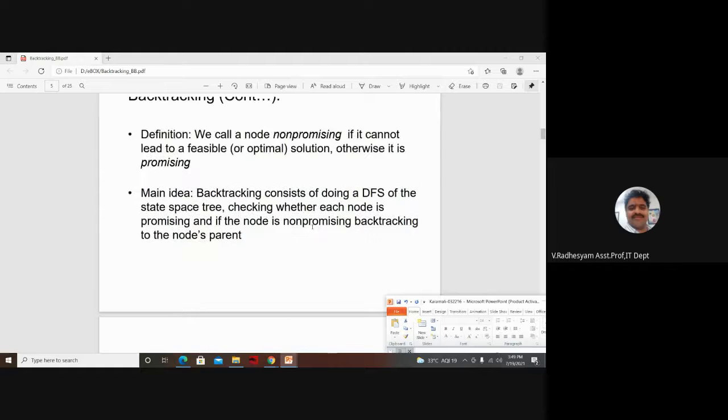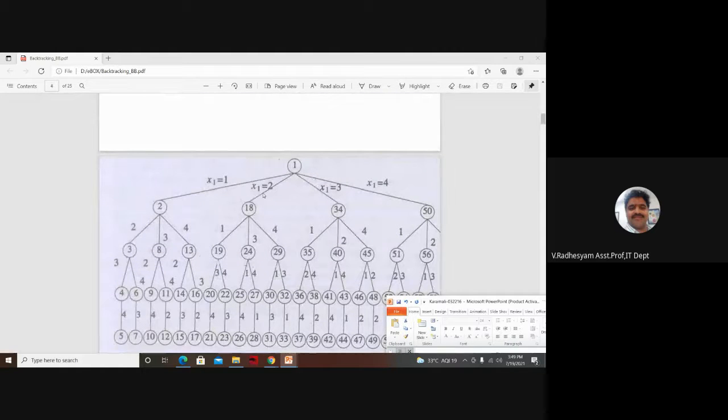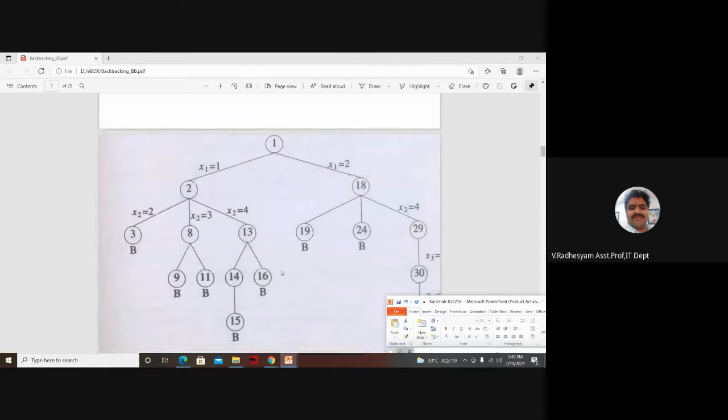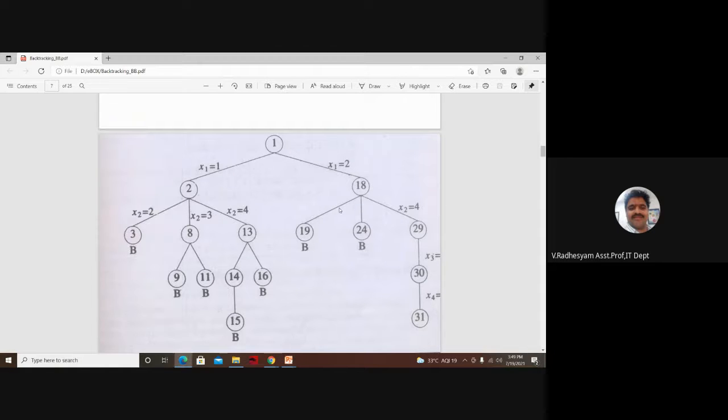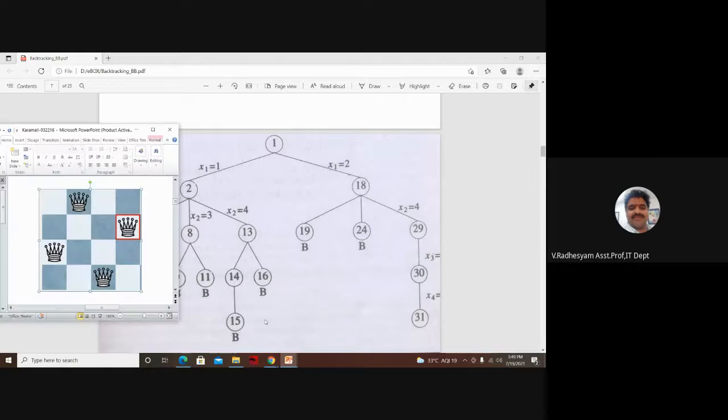So friends, you understood that we are taking these two only. This is a complete state space tree, but we are taking only these two and getting one solution for the problem. So x1 is equal to 2. We started with x1 is equal to 2, and there also we'll get some attacks. After that we'll get some sort of solution here.